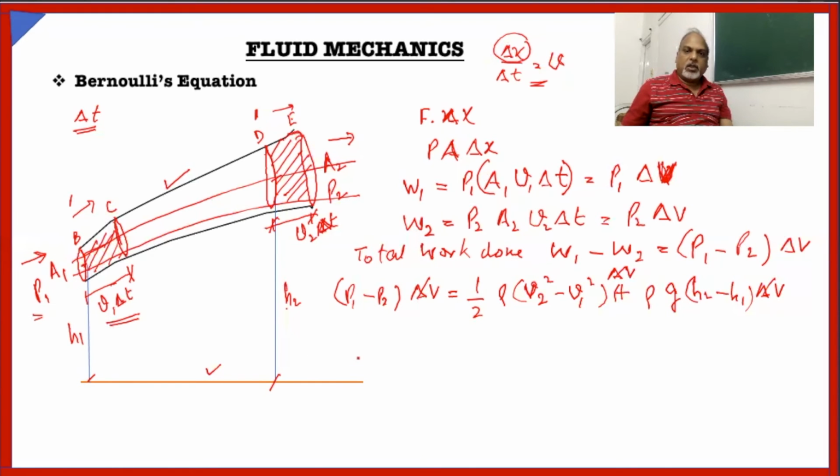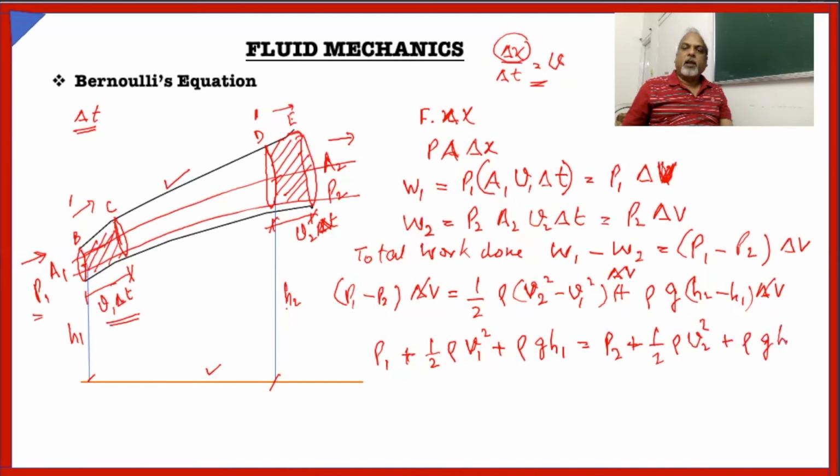And if you rearrange, then what? It will give P1 plus half rho V1 square, this is velocity, plus rho g h1 equal to P2 plus half rho V2 square plus rho g h2. Correct?